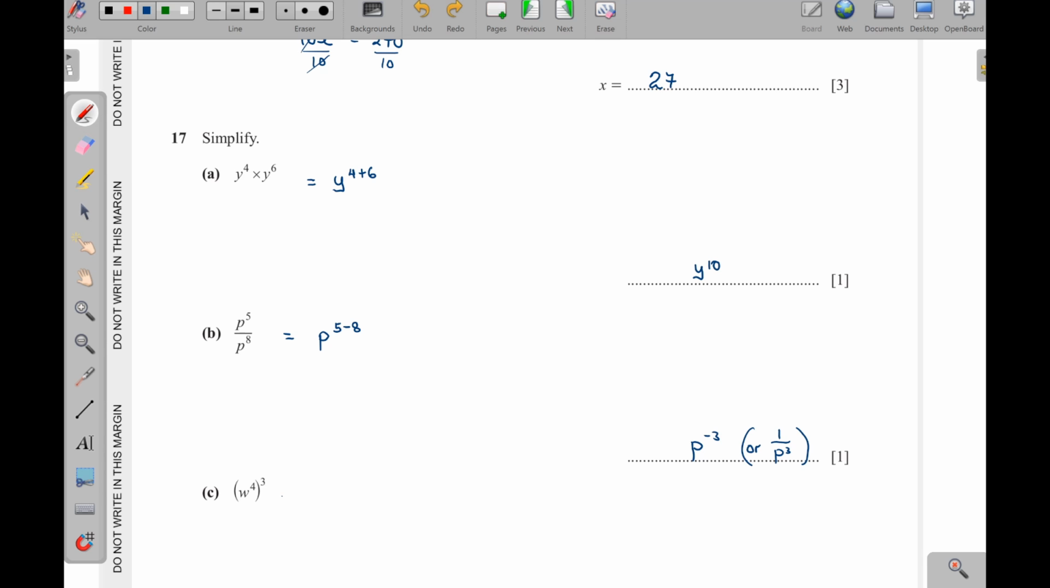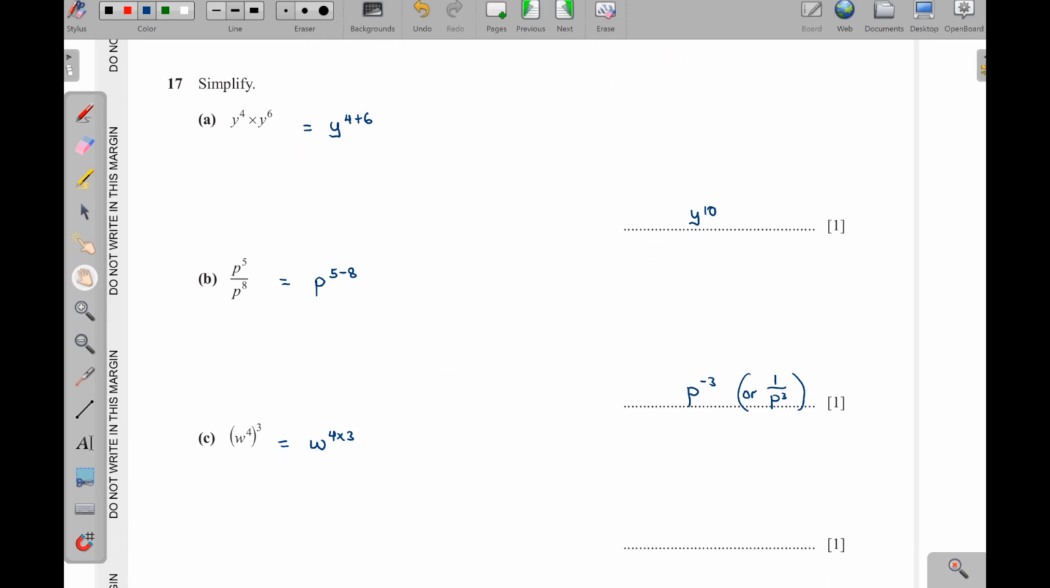Then here, this one is the same as W. Then you multiply these powers, okay? And that will be a 12 here. So we have W to the power of 12.